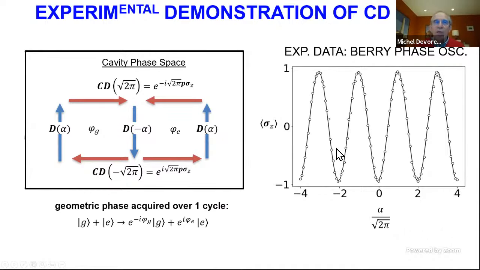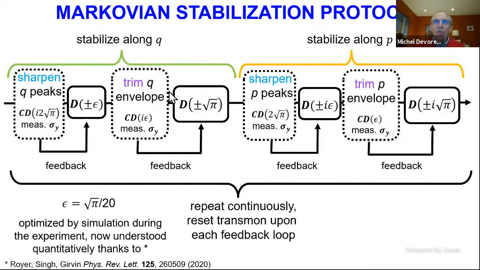Once we've done this calibration, we can actually use this protocol where we can do four types of feedback loops that are intertwined, and they sharpen the peak along the Q direction. They trim the envelope on the Q direction, and here we have a mirror sequence which does the same thing but along the P direction. And we repeat this cycle over and over. There's a parameter, which is this amount of displacement we do in the feedback loop, which was optimized by simulation when we did the experiment, but now theory allows us to understand exactly how to compute this optimal epsilon.